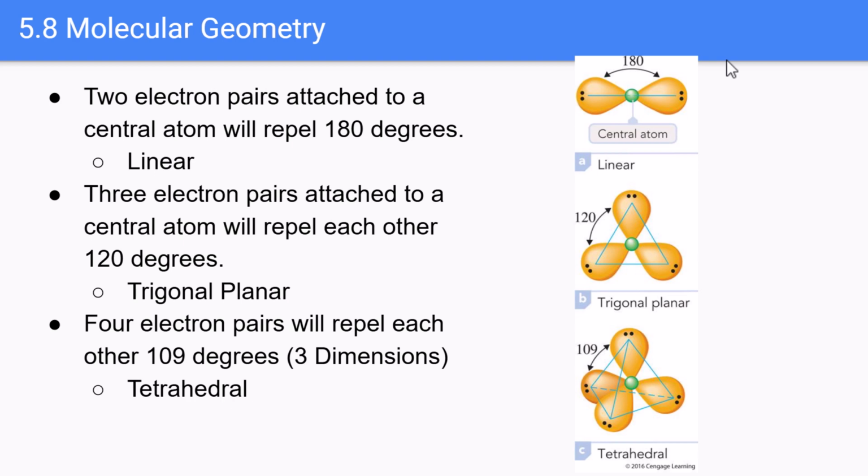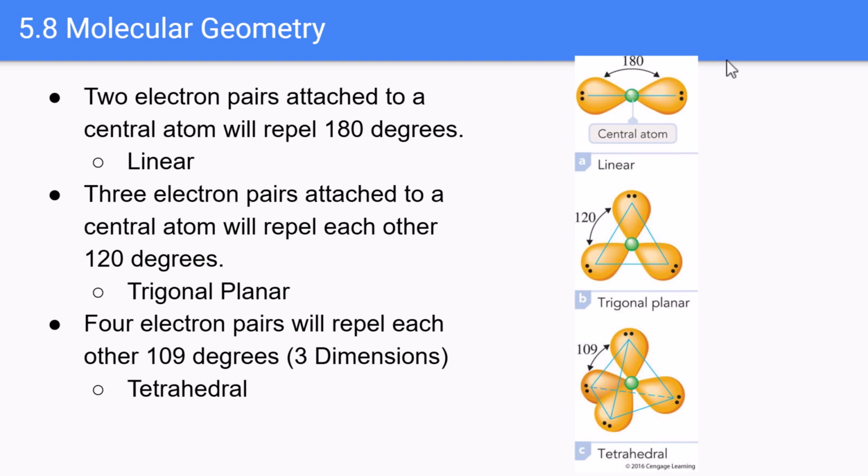3 electron pairs attached to a central atom will repel each other 120 degrees. And that is known as trigonal planar. Trigonal meaning like a triangle, and planar meaning flat, as in it's in 2-dimensional space. 4 electron pairs will repel each other 109 degrees. Now this is different because a lot of people will think, well, 4 electron pairs, it ends up forming a square and you end up with 90 degrees.